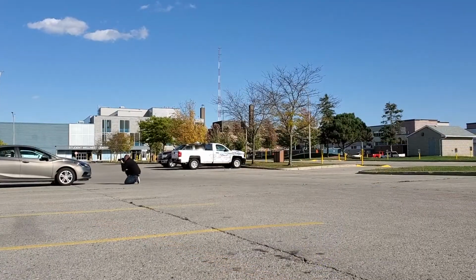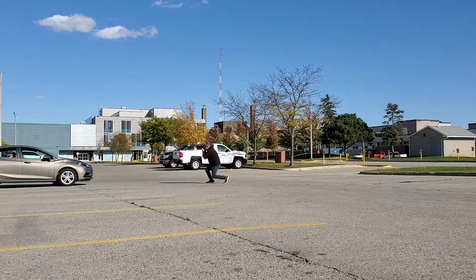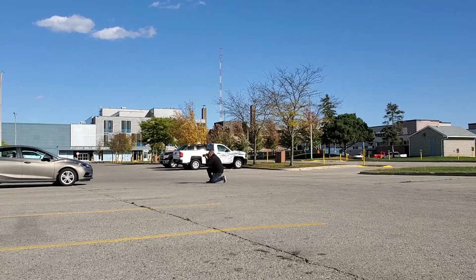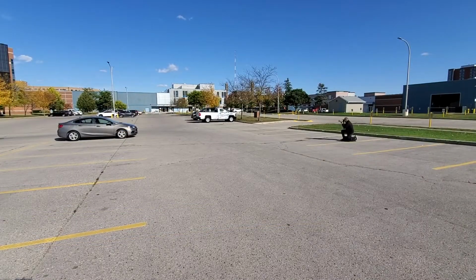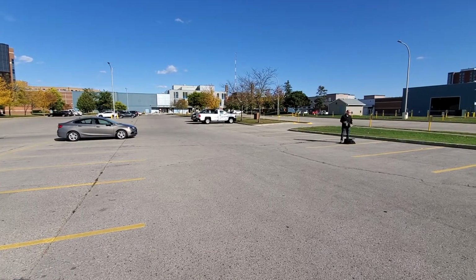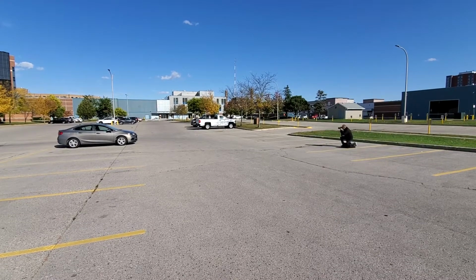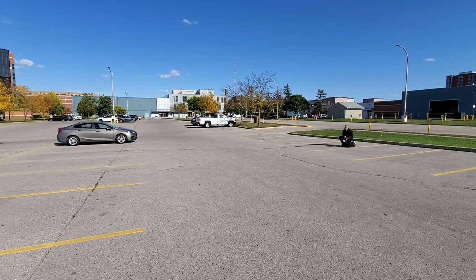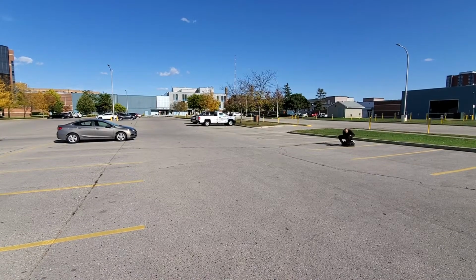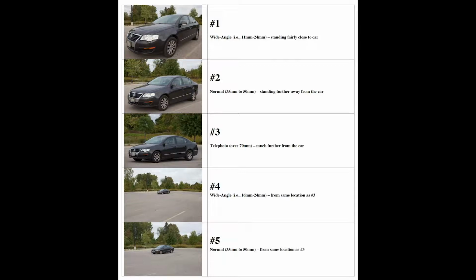So the first one is up close with a wide angle lens. Your second one is about 10 or 15 feet away with a normal lens. And then your third shot is taken with a telephoto lens much further away. And from that same spot, you'll take your last 2 photographs with the wide angle and the normal lens, and that's it. Put your lenses away and get those pictures onto your computer. And hopefully what you'll get are 5 pictures that look something like these shots right here.